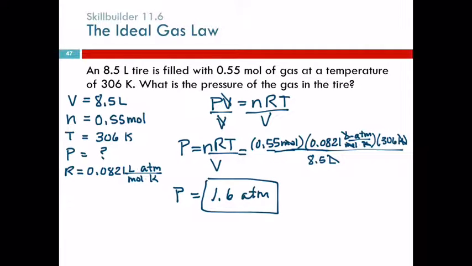Any questions? There's like an endless number of problems that could be asked about gas laws. It comes down to giving you a bunch of variables and leaving one for you to solve for. You identify the variables, you choose the correct equation, you rearrange and solve.